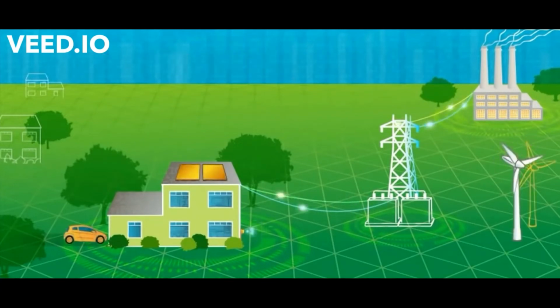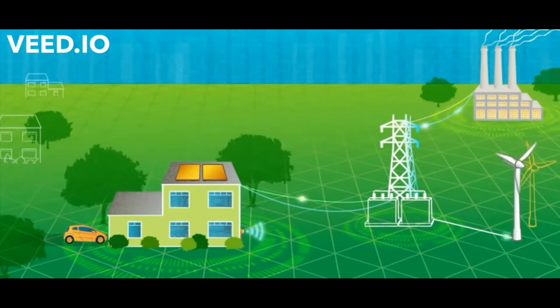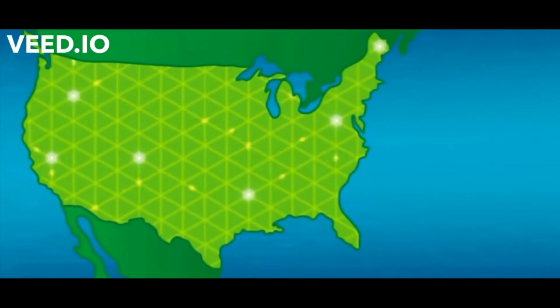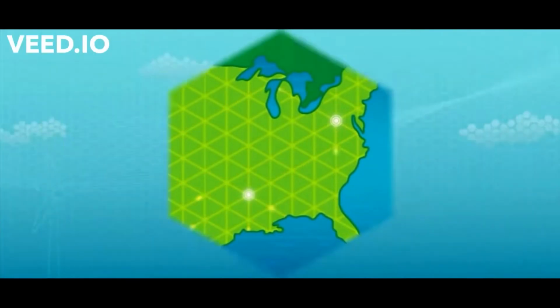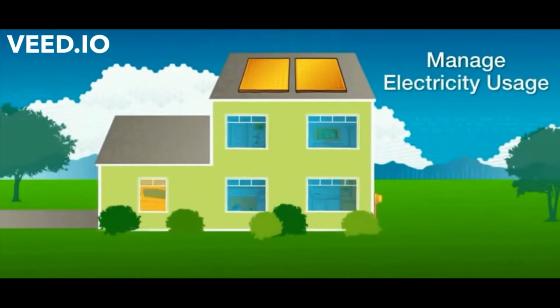This smart grid enables newer technologies to be integrated, such as wind and solar energy production and plug-in electric vehicle charging. With our participation as informed consumers, this smart grid will replace the aging infrastructure of today's grid, and utilities can better communicate with us to help manage our electricity needs. The smart home communicates with the grid and enables consumers to manage their electricity usage.